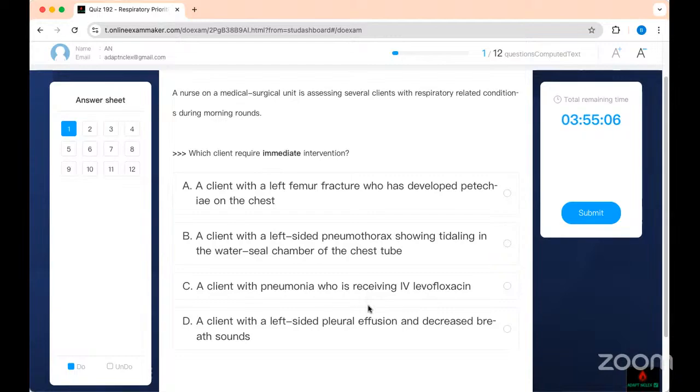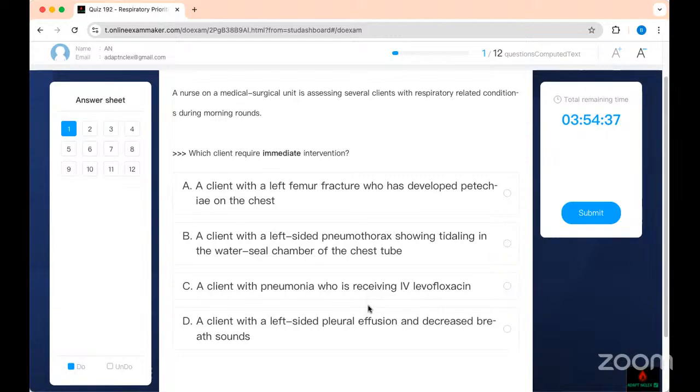A client with a left femur fracture, a long bone fracture, who has developed petechiae on the chest. Is this worrisome to you? You have to be sharp if you want prioritization. A client with left-sided pneumothorax shows tidaling in the water seal chamber of the chest tube. Is this something you should be worried about? A client with pneumonia who is receiving IV levofloxacin.